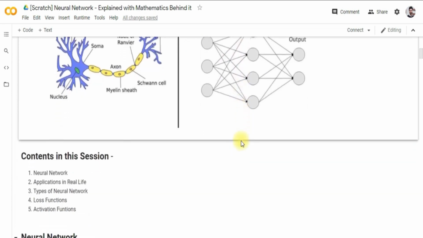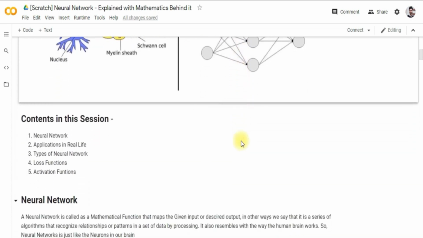And in this session I will tell you about all things about neural networks, their real life applications, the types of neural networks, and loss functions, activation functions. These are the key topics that we need to learn about neural networks that will help us build our machine learning and deep learning strong.